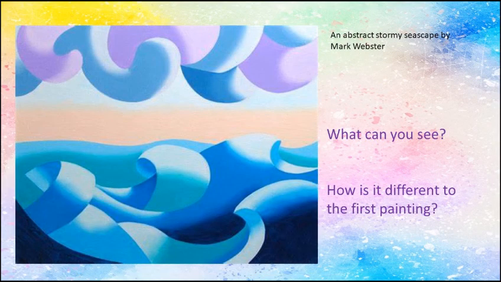Now let's look at the next two paintings. These are by an artist called Mark Webster. Look at the first painting of an abstract stormy seascape. What can you see? How is it different to the first two paintings? You can pause the video here to discuss.